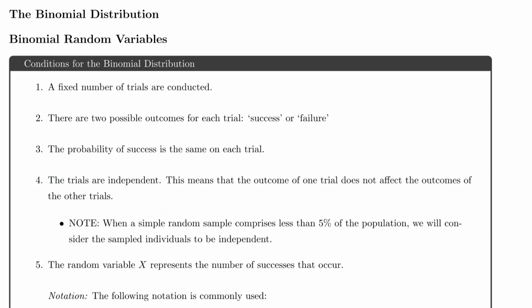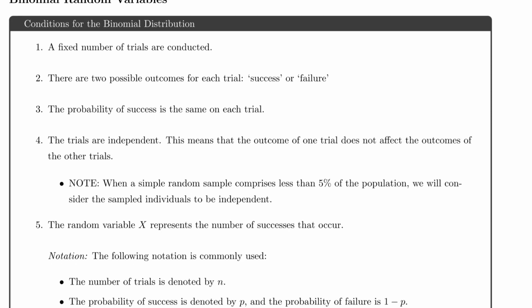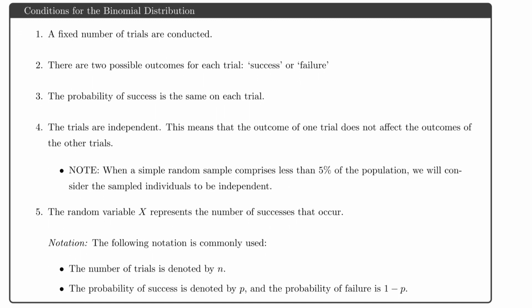So let's look at the binomial distribution. The binomial distribution is also a discrete random variable. So there are a few conditions for a binomial distribution. Let's go over one at a time. First, a fixed number of trials are conducted. So for example, if I toss a coin, I need to toss a coin a fixed number of times, maybe 100 times, 1,000 times. Although that's a large number, it has to be a fixed number.